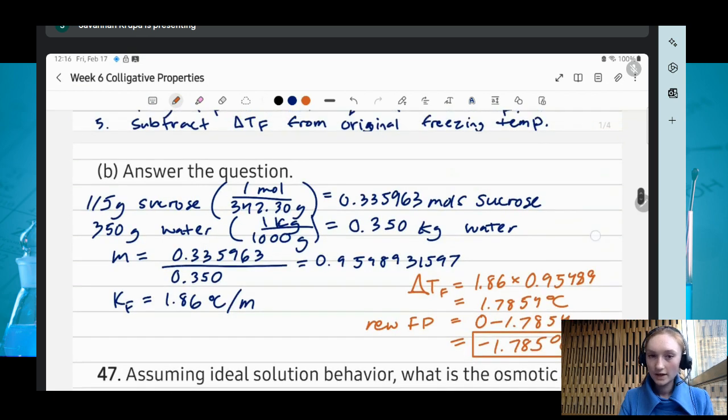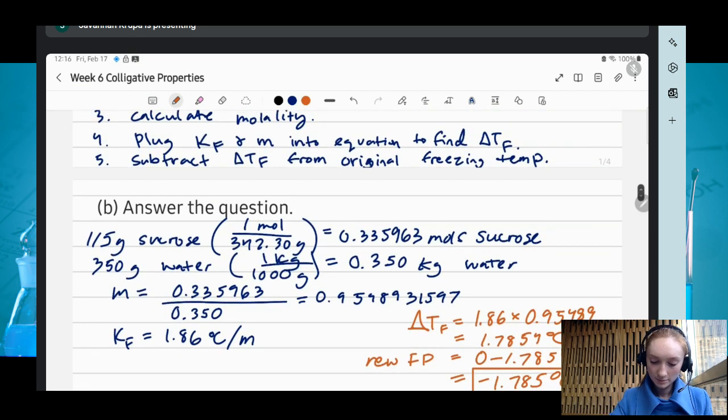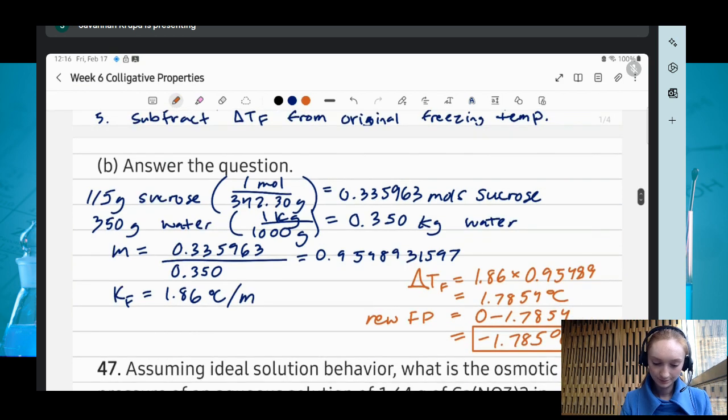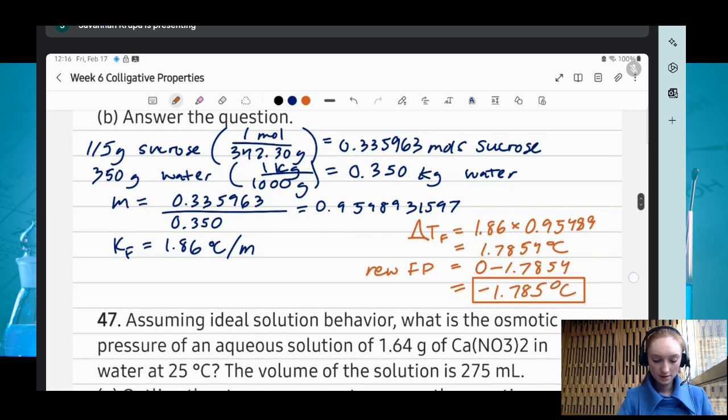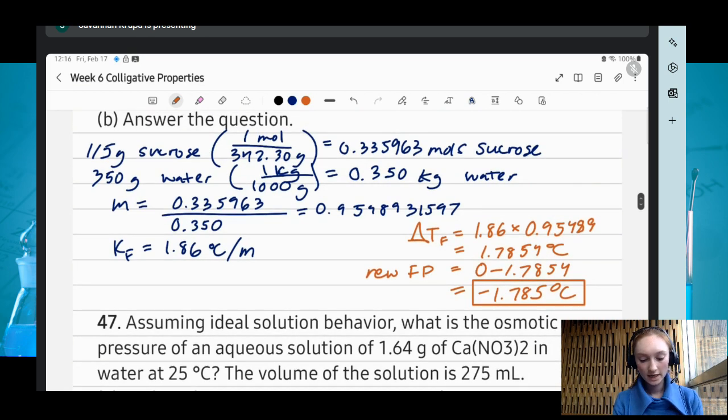Let me know if any of this doesn't make sense. But other than that, let's move on to question 47. And I'll leave that up if you're still looking at it. So 47 says, assuming ideal solution behavior, what is the osmotic pressure of an aqueous solution of 1.64 grams of calcium, I believe Ca(NO3)2, in water at 25 degrees Celsius? The volume of the solution is 275 milliliters. Outline the steps necessary to answer the question.